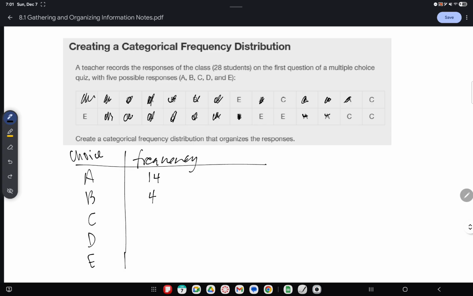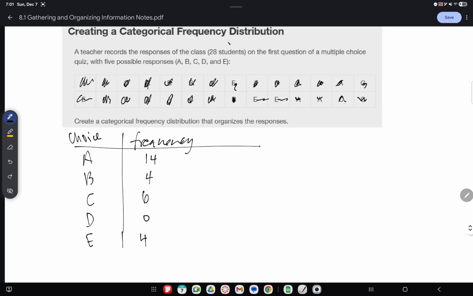C, 1, 2, 3, 4, 5, 6. See any D, and then 1, 2, 3, 4 E's. And because we have 28 students, this total right here should add up to 28. So let me see, 14 and 4 is 18, and 18 and 10 is 28. So we've accounted for all the information we need.